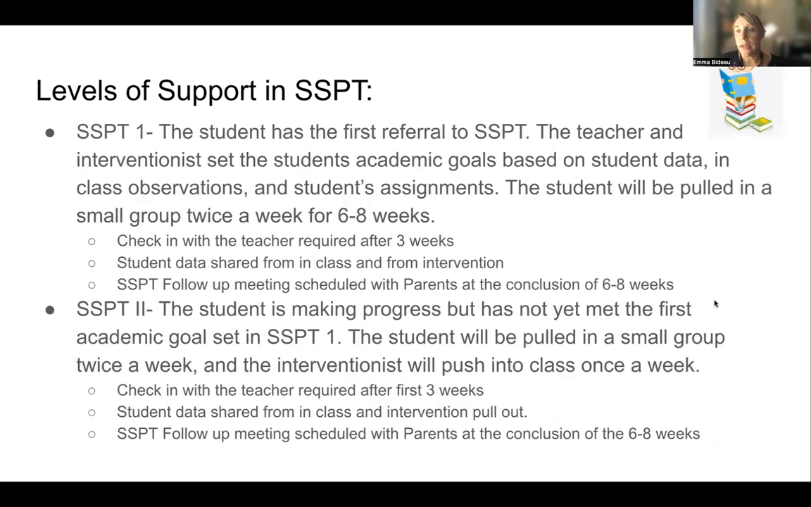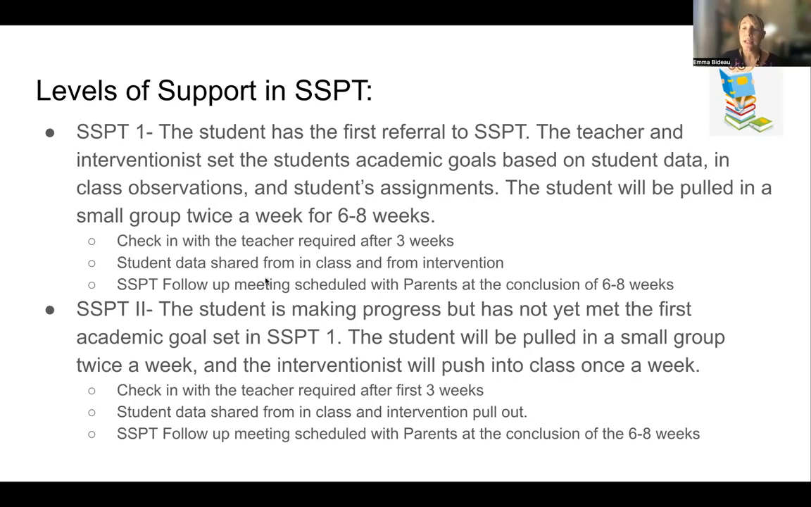So there are different levels of SSPT support. The very first level is when you make the first referral. The teacher and the interventionist set the student's academic goals based on their student data, in-class observations, and students' assignments. The student will then be pulled in a small group twice a week for 6 to 8 weeks, and we will monitor their progress. During this time, we'll have a check-in after 3 weeks to see how the student is doing. We will talk about their data in class as well as in the intervention sessions. And then in 6 to 8 weeks, we have the follow-up SSPT meeting with parents where we decide what next steps need to be taken.